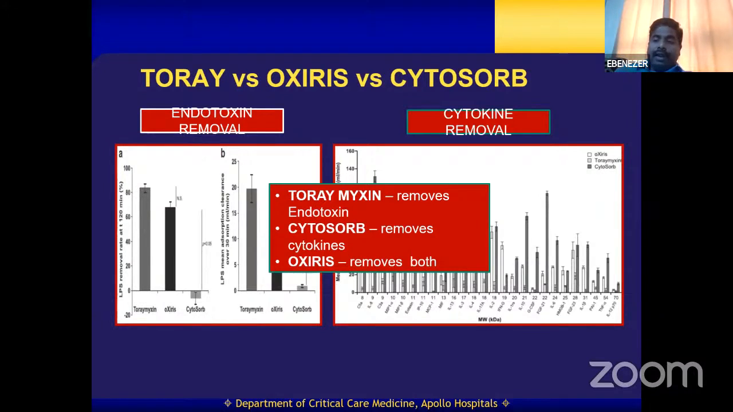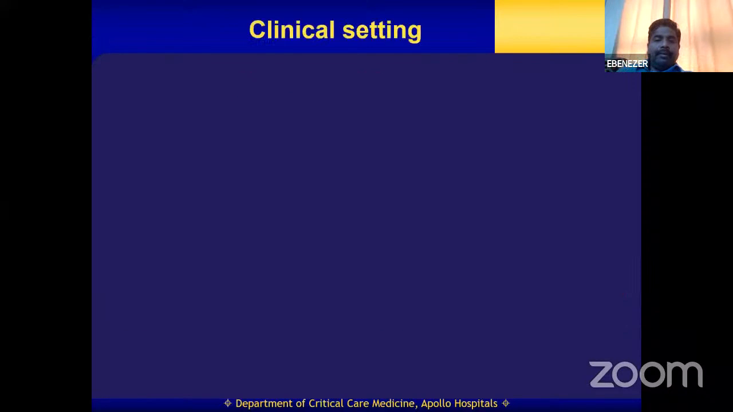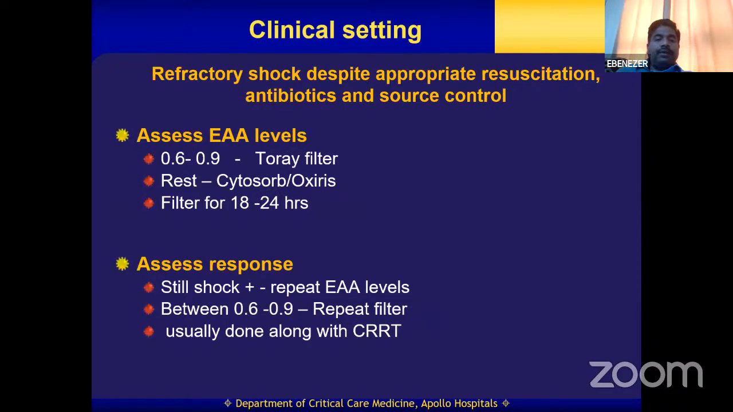Again, I'm stressing the fact that these are all there in the market. These are all being used extensively in Japan, South Korea, etc. But the guidelines are very clear. They're against the use of these particular filter therapies, and charcoal and polymyxin hemoadsorption has been taken away. Okay. So people will ask, when should I use it, sir?